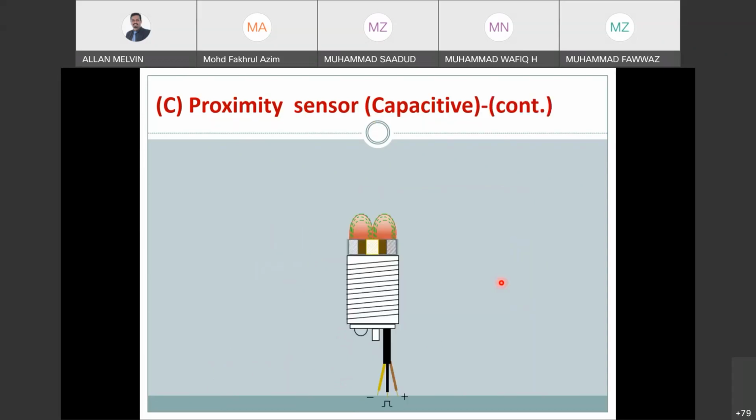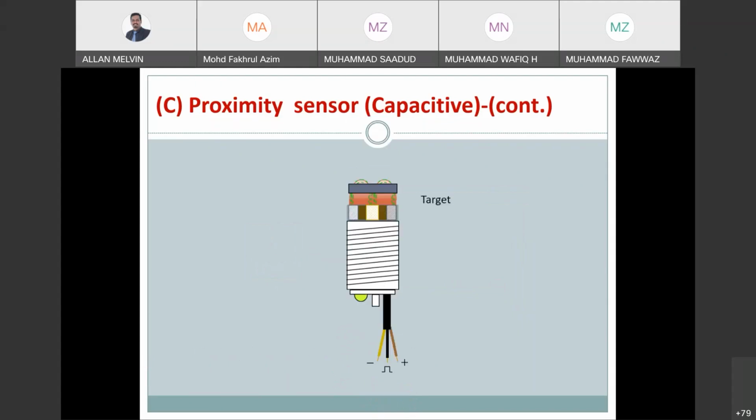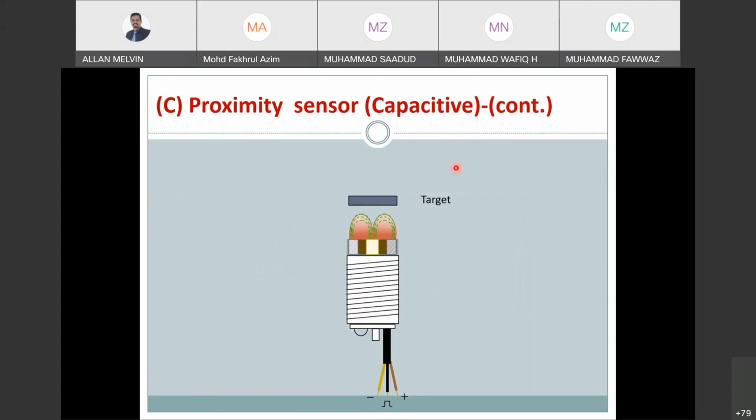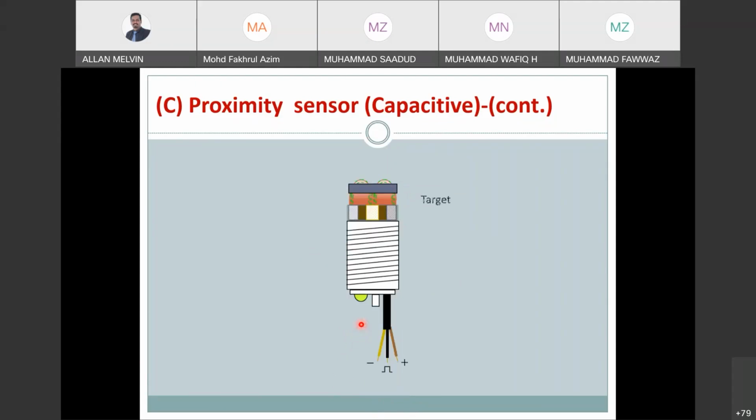Okay, so you can see how it functions. These are the three ports. At the ground, at the 5 volt, at the 24 volt, and this is your output. So you can see the target is approaching. If it is not hit, this is the detecting range. So you can see the light, no light. If it's out of the detection range, there is no detection. If it enters the detection range, it will turn on. Green light.